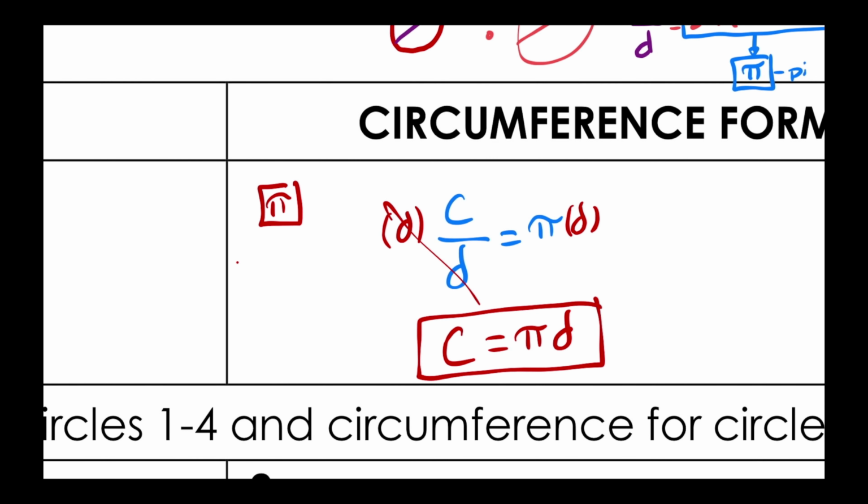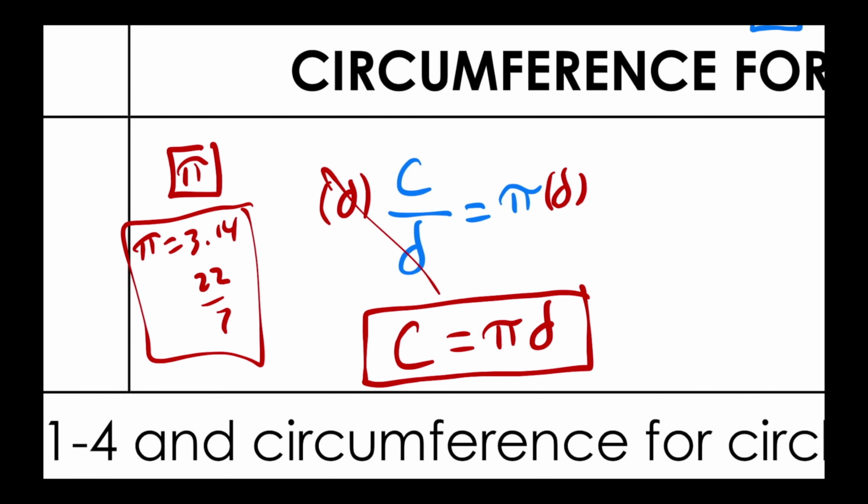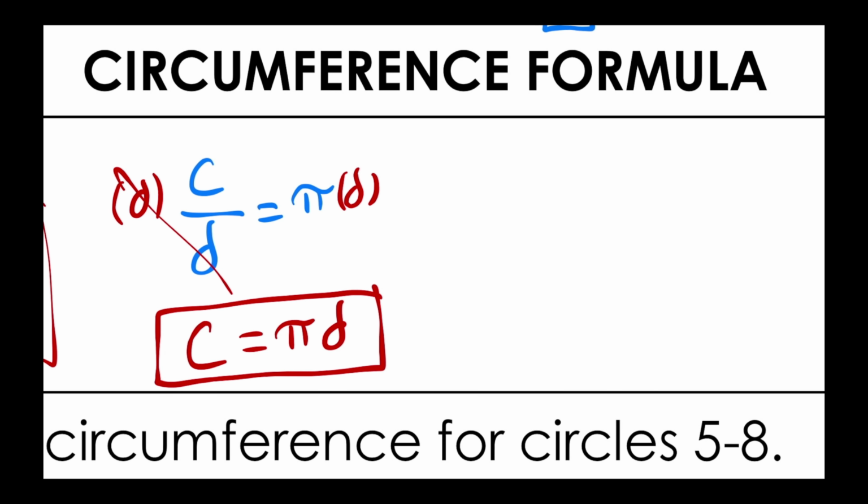Or if you don't, you can just use 3.14 for pi or 22/7 for pi. Okay, so that's fine. When we're doing our calculations, if you want to use 3.14 or 22/7 for pi, that's fine. If you want to use the pi button on your calculator, you'll get the most accurate answer because it's the entire pi.